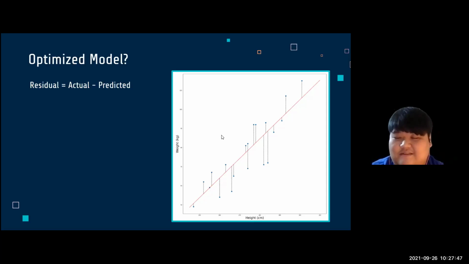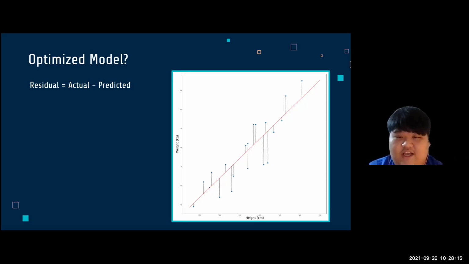However, this is not the best indicator for our model. Let's think about a residual which has a negative value of 100, and 10 points which have a residual of plus 10. That seems balanced numerically, but actually in the real world it is not.